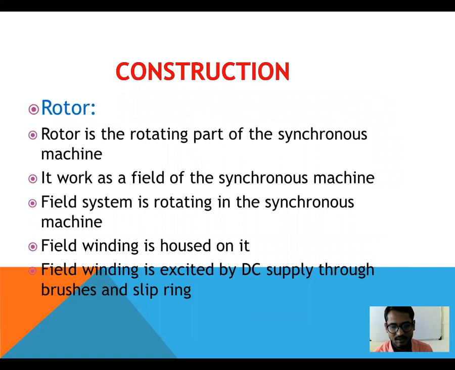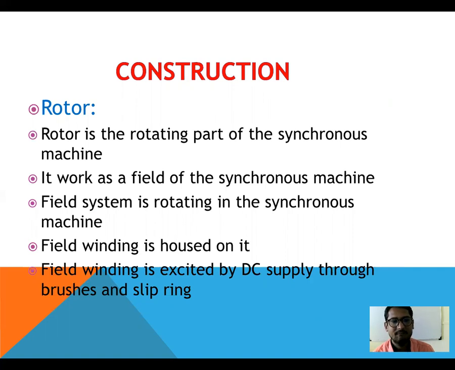Now, another part is the rotor. The rotor is the rotating part of the synchronous machine. It consists of the field of a synchronous machine. There are two types of rotor in a synchronous machine: first, the salient pole type of rotor, and another, the cylindrical type of rotor. It works as the field of the synchronous machine, and the field system is rotating in the synchronous machine.